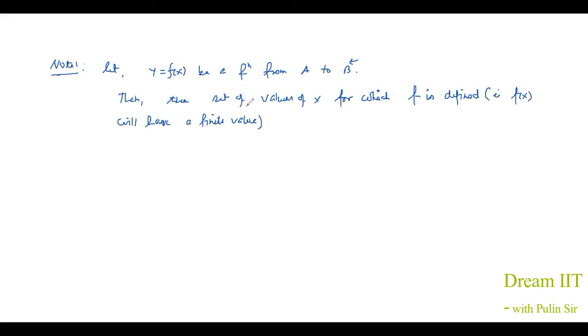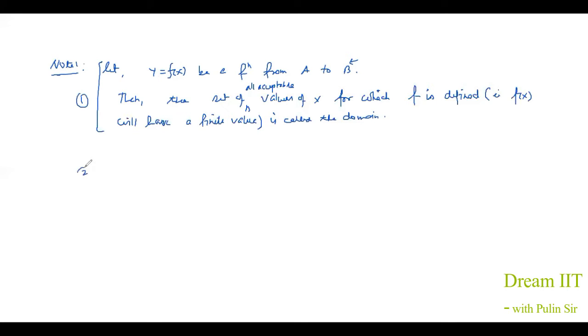You can write: set of all acceptable values of x for which f(x) is defined is called the domain. This you have to understand, right? This is a very important point. This is about the definition of domain.